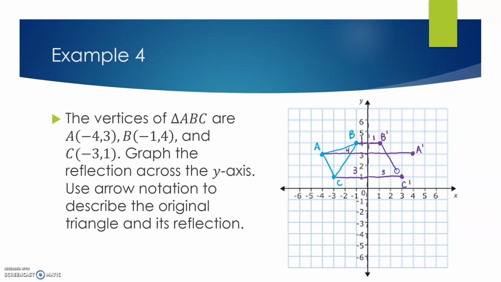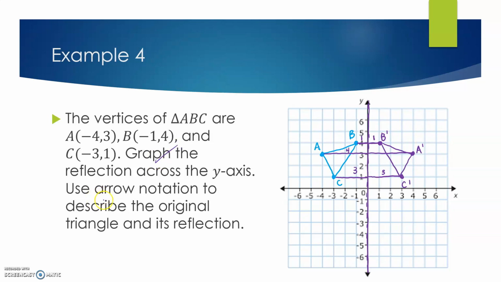And then I can connect those dots. What should happen is, if I could pick this graph up off the screen and fold it in half along the y-axis, those two triangles should overlap. So we did the first part. It said graph the reflection, and we're done with that part.